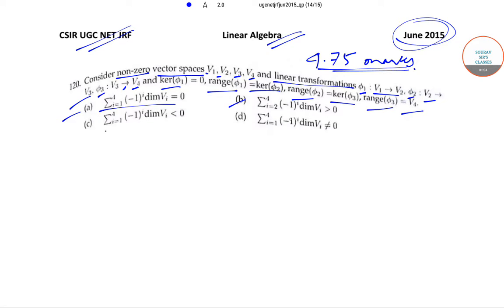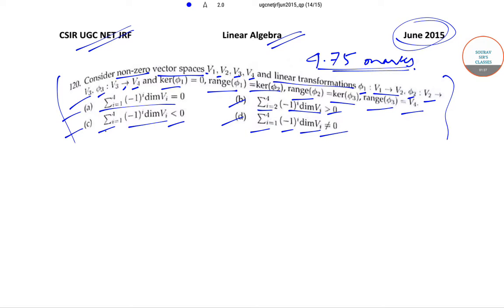Option B, summation of minus 1 to the power I dimension of vi where I goes from 2 to 4 is greater than 0. Option C, summation of minus 1 to the power I into dimension of vi where I goes from 1 to 4 is less than 0. And option D, summation of minus 1 to the power I into dimension vi where I goes from 1 to 4 is not equal to 0. So these are the four options.